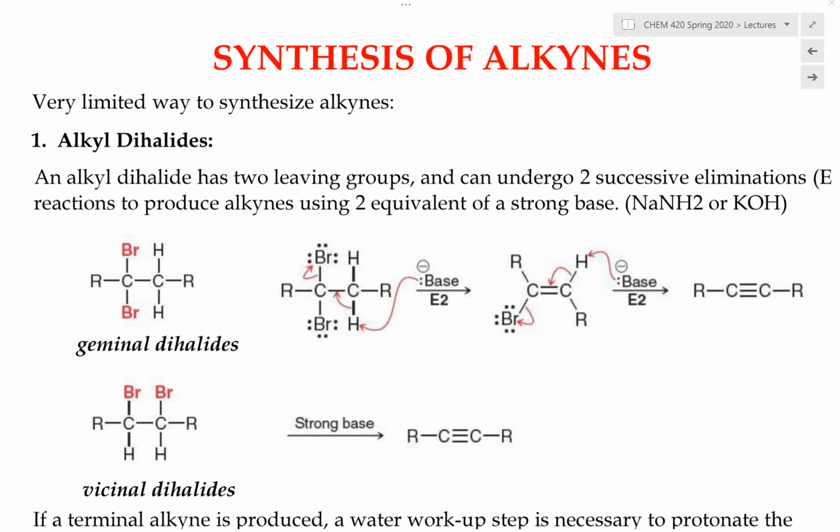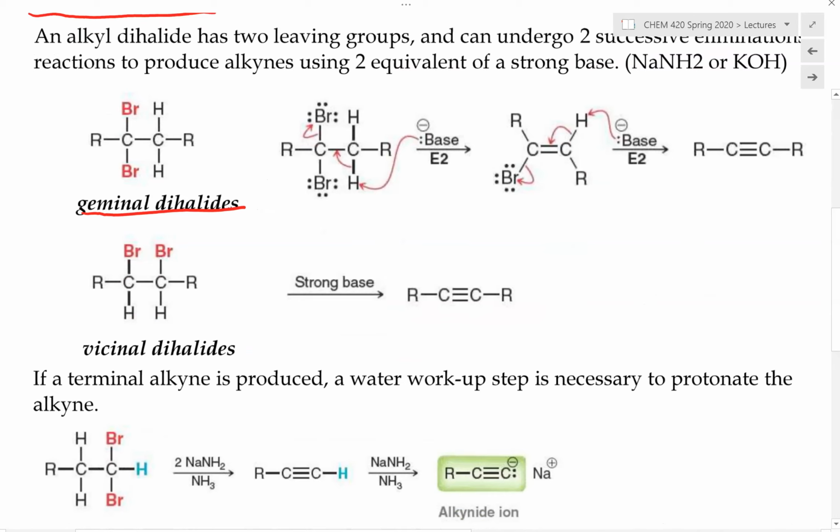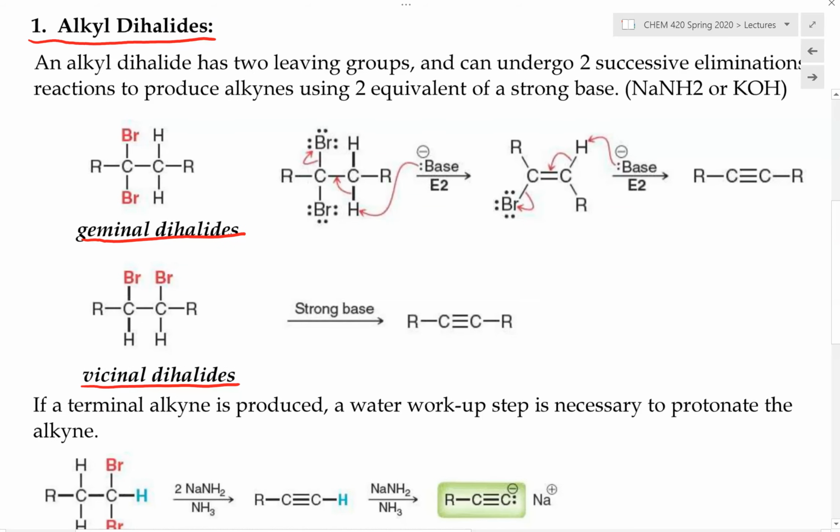We can start from an alkyl dihalide. Now, an alkyl dihalide is basically when we have two halogens that are attached to a hydrocarbon chain. And in this case, the dihalide has to be very specific in order for us to convert it into the alkyne, in which the two halides have to be connected to the same carbon or to two adjacent carbons. When the two halides are bonded to the same carbon, we call that a geminal dihalide. Or when the two halogens are on two adjacent carbons, then we call that a vicinal dihalide. So those are the types of alkyl dihalide that we need to have in order to make the alkyne.